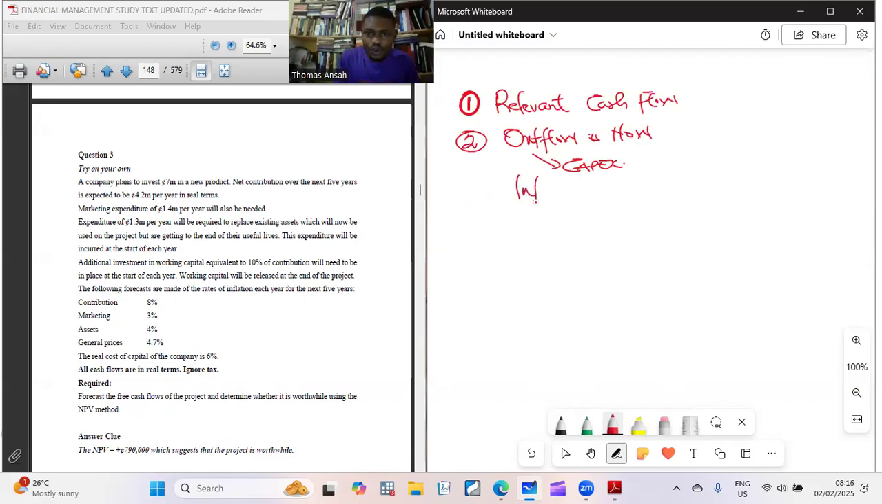Then the inflows are in future. And so you realize that your inflow starts from year 1, year 2, year 3, year 4.